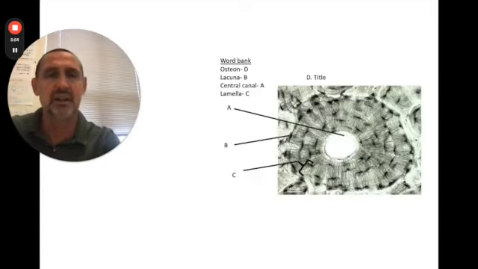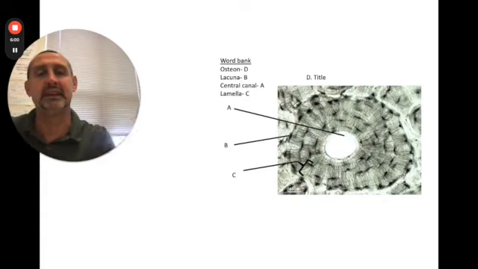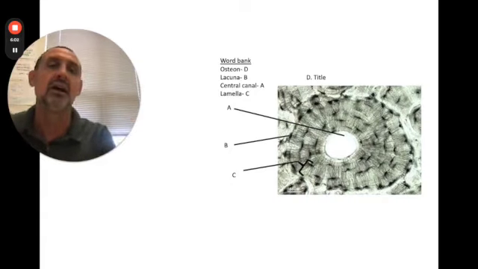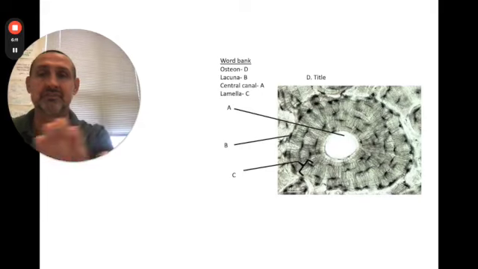Here's a picture of an osteon. The osteon consists of several major parts. So this is a microscope slide of dense, compact bone. You might remember back to bone tissue that you see something similar to this. It looks like a tree that's been cut in half.